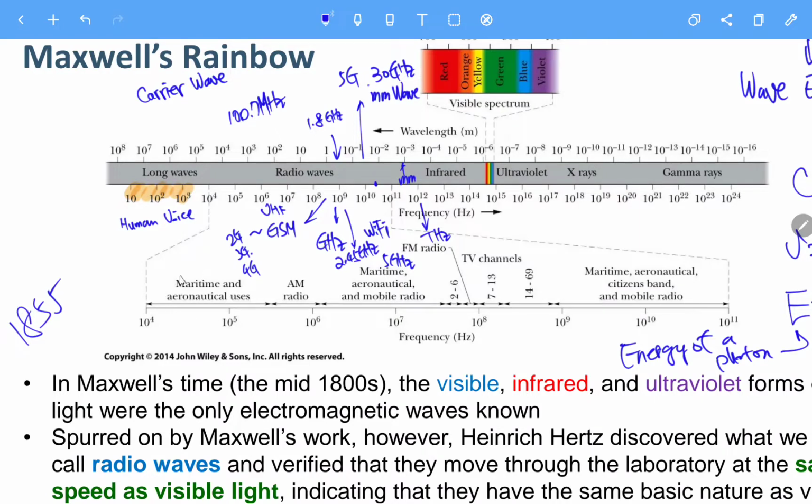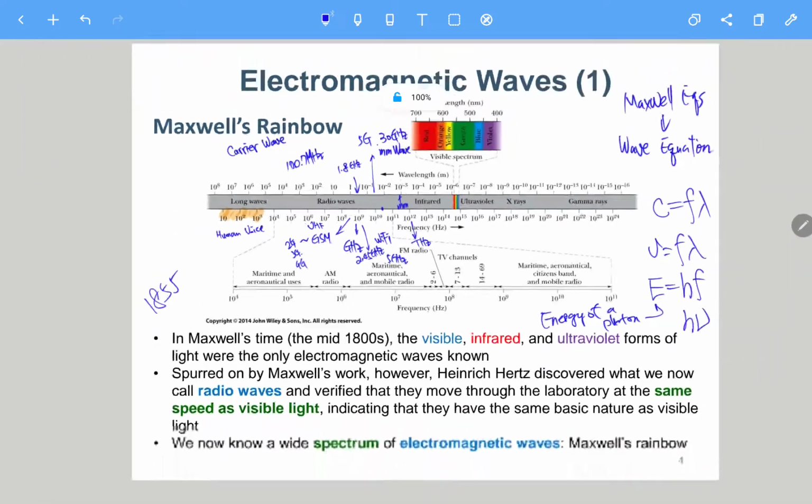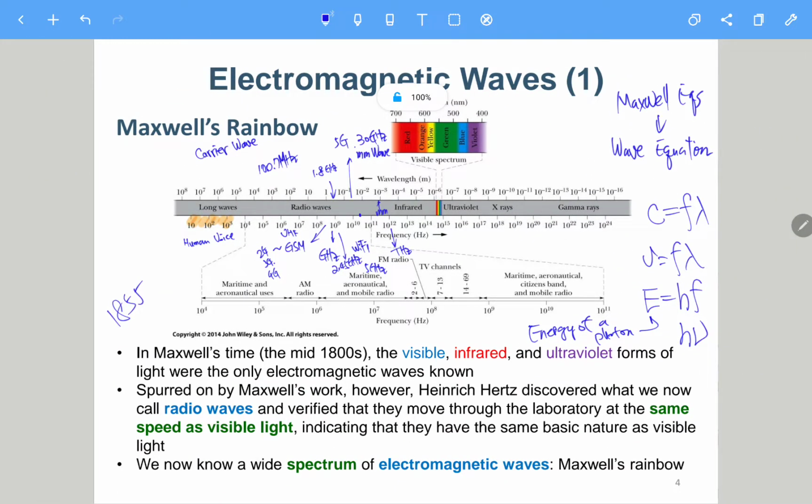Okay, so it also mentions here a maritime and aeronautic band. This is AM radio, and also FM radio or mobile radio. And then here we have the TV channels, tens of megahertz to several hundred megahertz, something like the ultra high frequency. And then here is for wireless communication, like long distance 2G, 3G, 4G, 5G, and for wireless local area network, the Wi-Fi.